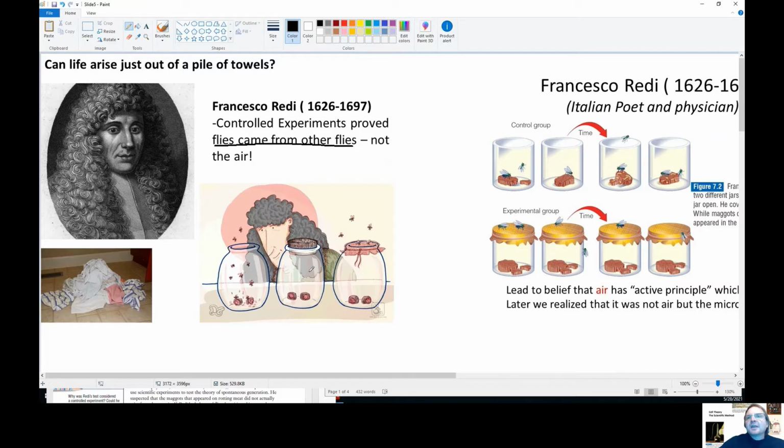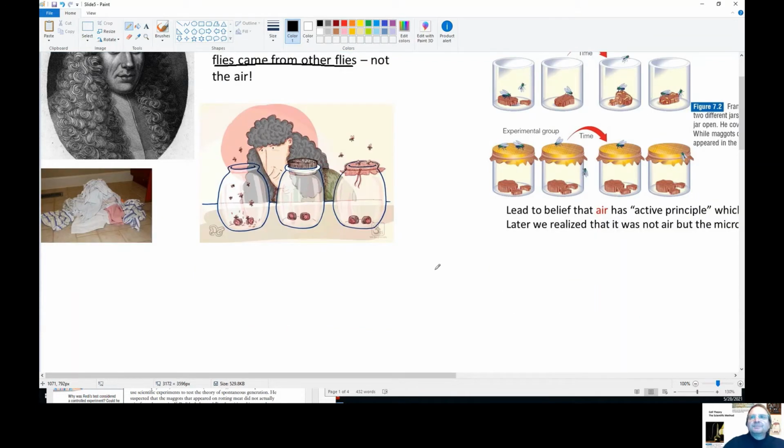The fully sealed jar, nothing happens. And the same with the jar that has open to the air, because flies come from flies. The little maggots don't just actively, spontaneously generate out of nothing. So this is an example of a controlled experiment. And ultimately, we are controlling and observing, and controlling and observing in a way that others can repeat what we've done.